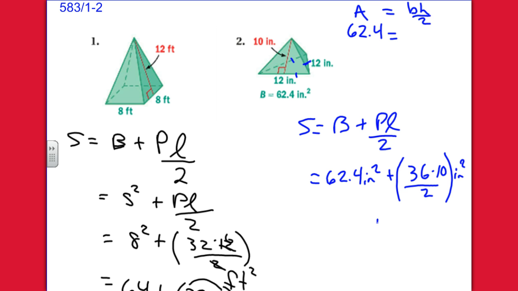Okay? And you've already given me this, so you can work it out at home if you're at home. But they gave me this already. So who can give us our final answer to the tenth place then? Stuart. 232.4 inches squared.